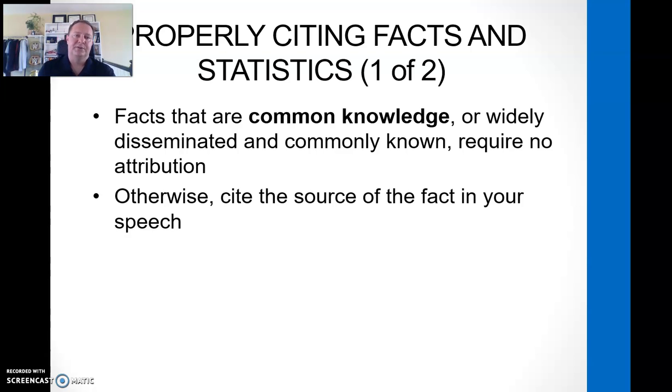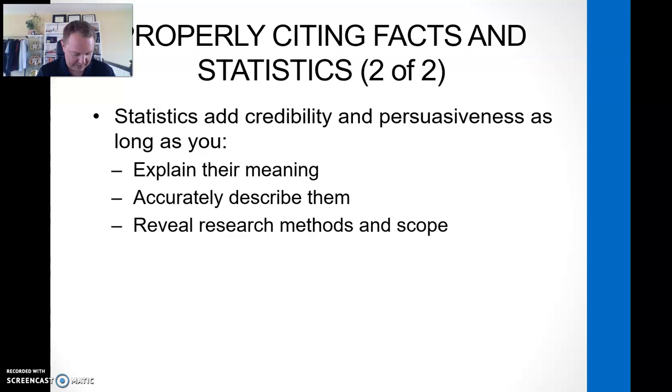So facts that are common knowledge or widely disseminated and commonly known don't require any attribution. Otherwise you want to cite the source of the fact in your speech. Okay, so an example, and this is provided in your book: according to the Galileo Project website, so there's your source, a project supported by Rice University, Galileo was appointed professor of mathematics at the University of Padua in the year 1592. And so there's your fact right there. You provided a source, and that's it. That would be an example of a cited fact, okay?